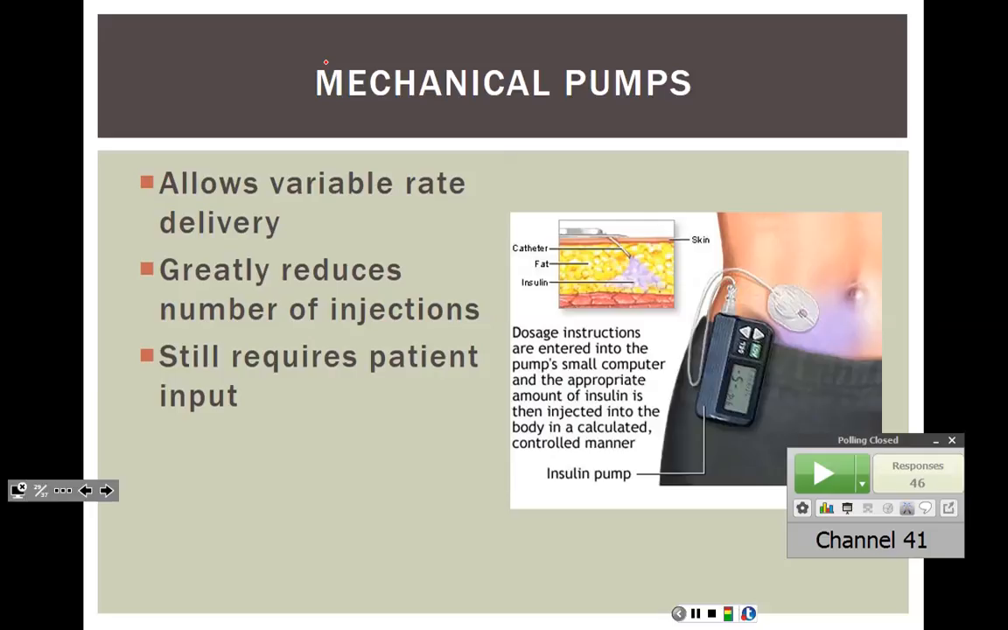But it's preferable, right? It's something that just clips to your belt, sticks in your pocket, greatly reduces the number of injections, but still requires a significant amount of patient input, right? The patient is still clicking buttons on the pump postprandially every time they eat, if this is insulin that we're talking about.